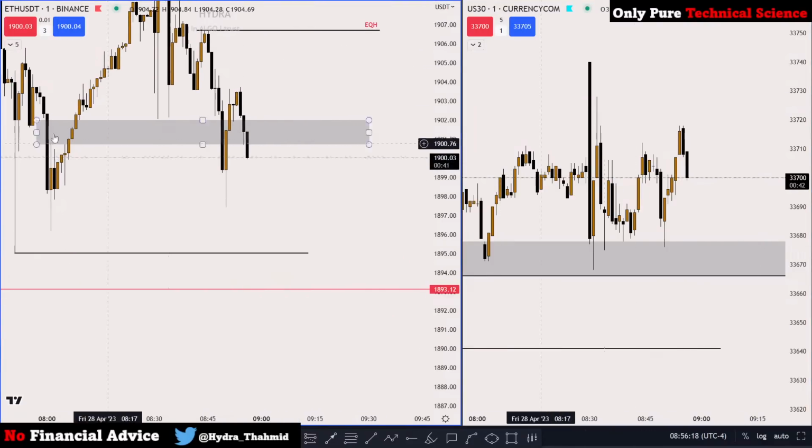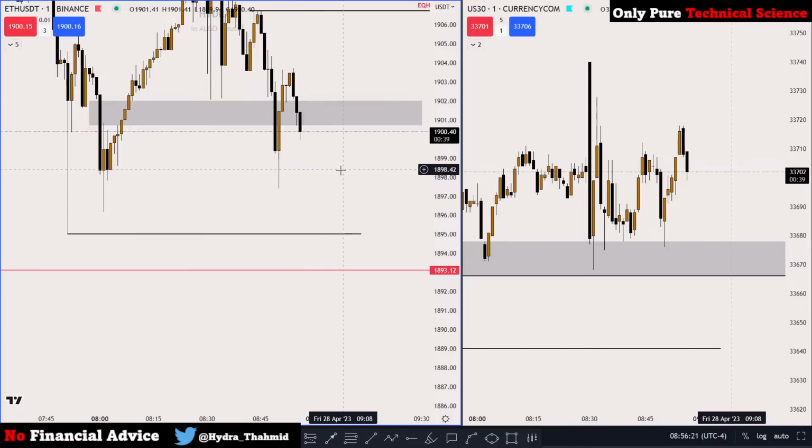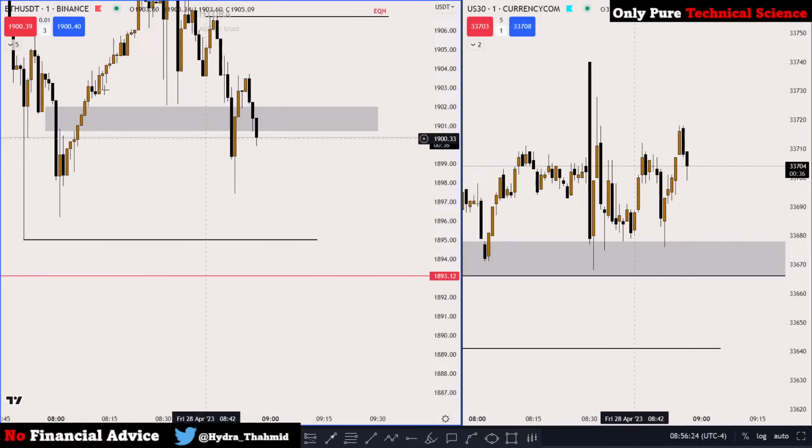So now the price got rejected from this inversion here, right? I want to see price remaining heavy towards the sell side on Ethereum.